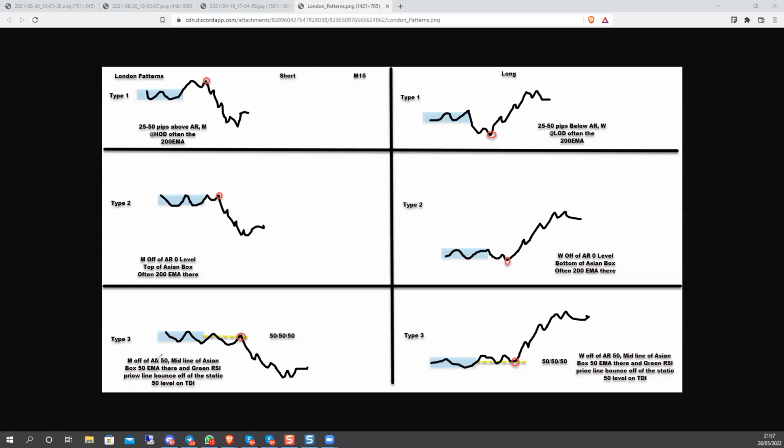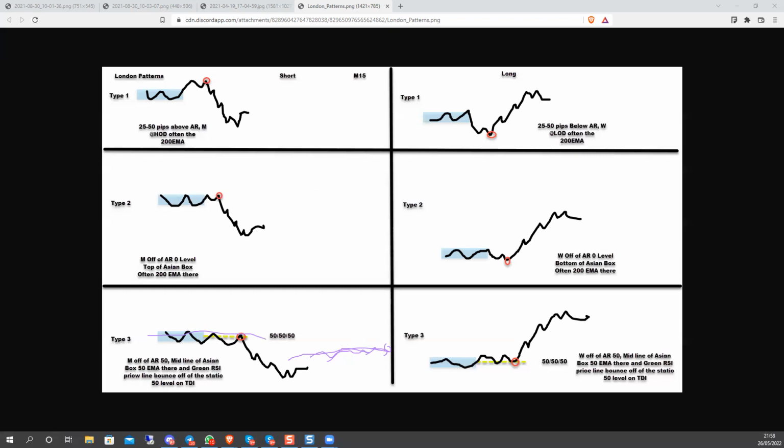So it's an M off of the AR50 midline of Asian box. Green RSI and price line bounce off of the stack 50 on the TDI level. So there's a line in the middle of the TDI. The MBL is probably bouncing there, and then the price line and signal line probably bounce off of it as well. And it'll all be around the 50% level of the TDI range. So that could be rather useful. Also, the 50 MA is normally coming out through the middle of the Asian box. We say the water is running through Asia. So that's the sell setups.